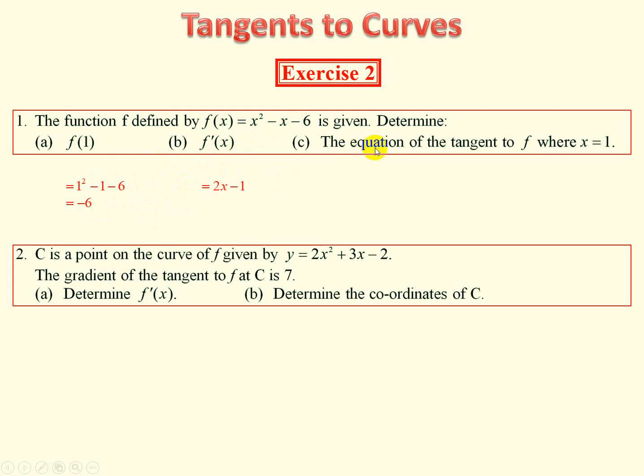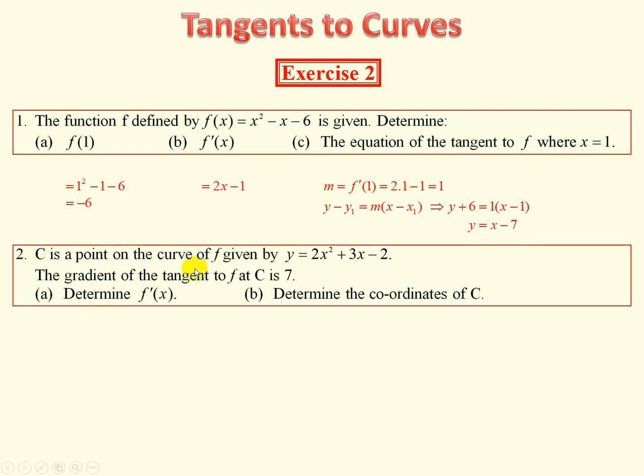The equation of the tangent, well, there's the derivative. So that's the gradient. So we're going to substitute 1 into the derivative, and we get 1 for m. And we've already found negative 6, so we know 1, negative 6 is our x1, y1. There we have y equals x minus 7.